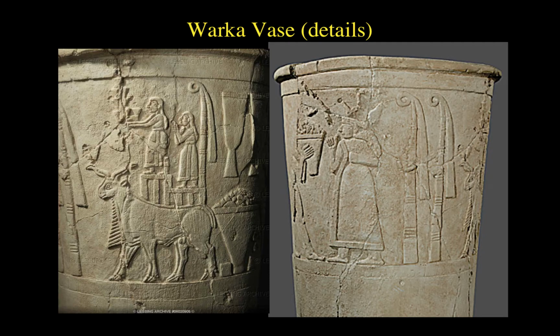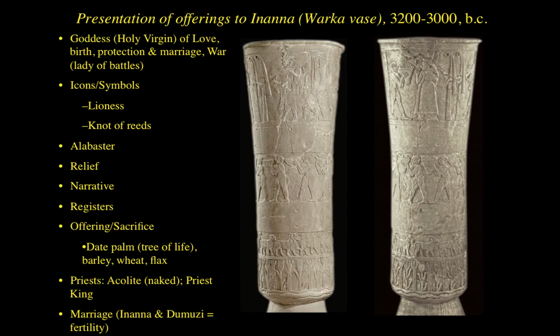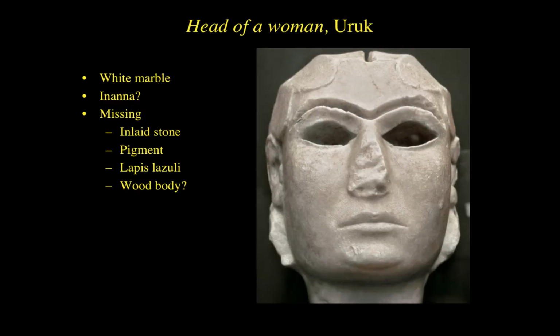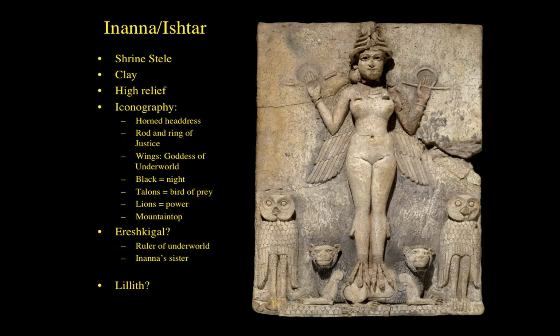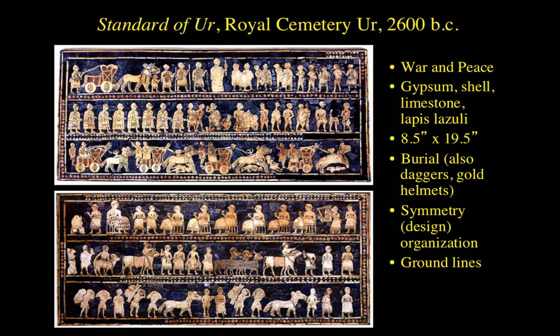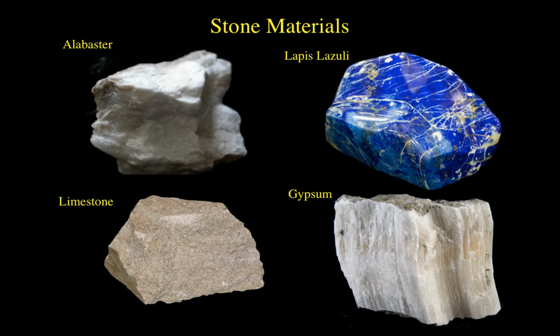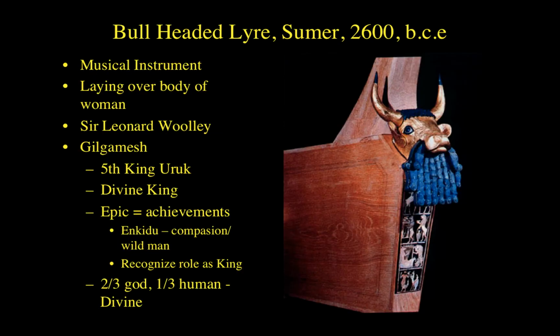You should take a look at the figures in between, the pieces in between, offering jars to Inanna, the head of Inanna, Inanna, Ishtar, and so on. The standard of Ur shows two sides of the Sumerian people, the peace side, agricultural people, but you also have the war side. They did fight battles. They had to protect their resources, some of the materials that they use. This is the bull-headed lyre. They also created musical instruments.